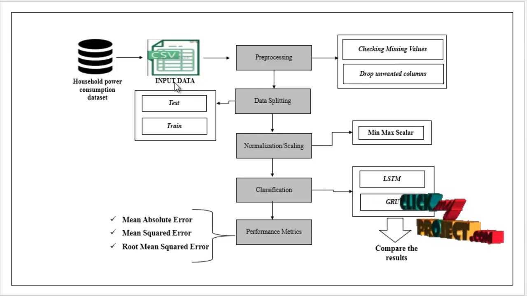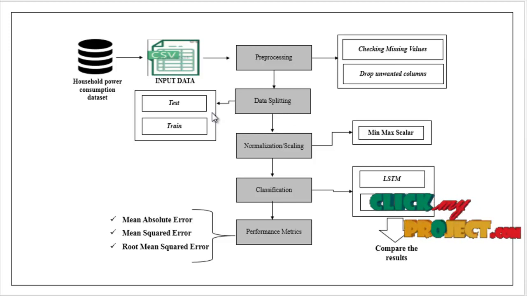The selected input data is carried to the pre-processing step. Here we check for missing values. In our dataset, we check whether any missing values are present. If there are any missing values, we replace them by zeros or null values. After that we drop unnecessary columns. If there are any columns not used in our project, we drop those unnecessary columns beforehand.